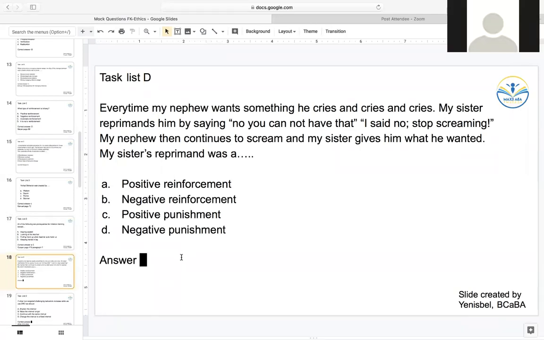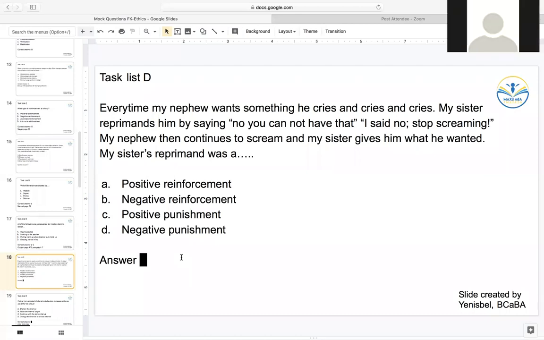Every time my nephew wants something, he cries and cries. My sister reprimands him by saying, "No, you cannot have that." And then she says, "I said no, stop screaming." My nephew continues to scream, and my sister gives him what he wanted. My sister's reprimand was: A, positive reinforcement; B, negative reinforcement; C, positive punishment; or D, negative punishment.